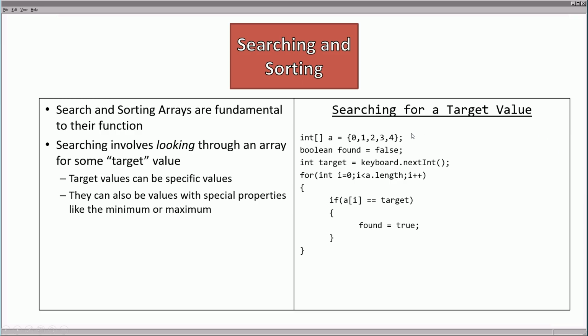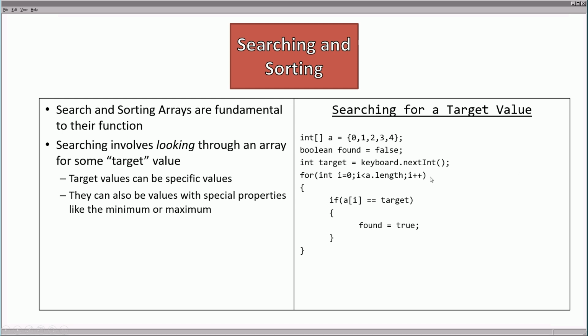So right here, what we do is we construct this array that we'll call A with the values 0, 1, 2, 3, 4 at indices 0, 1, 2, 3, 4. Well, that makes it easy. Then we create a Boolean found, which we initially assign to false because we haven't found whatever target value that we're going to look for.